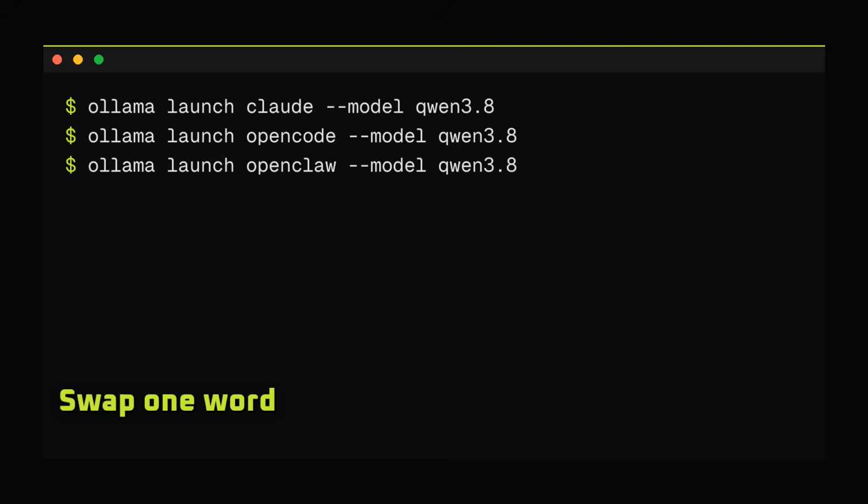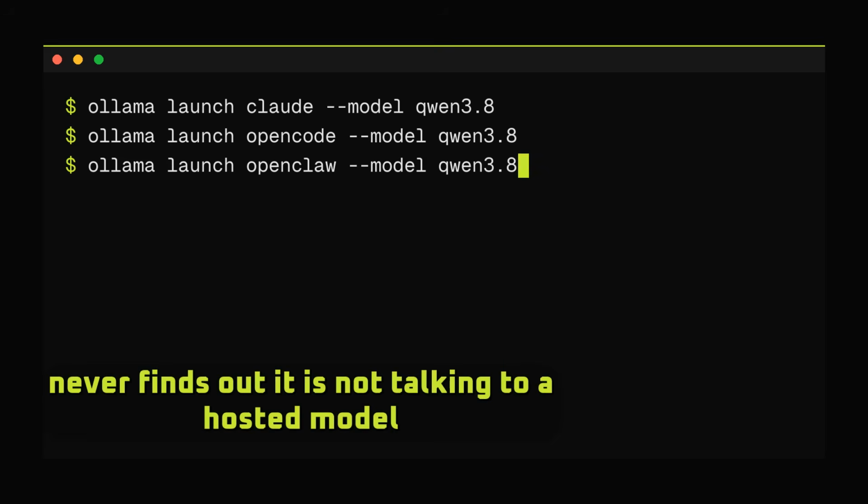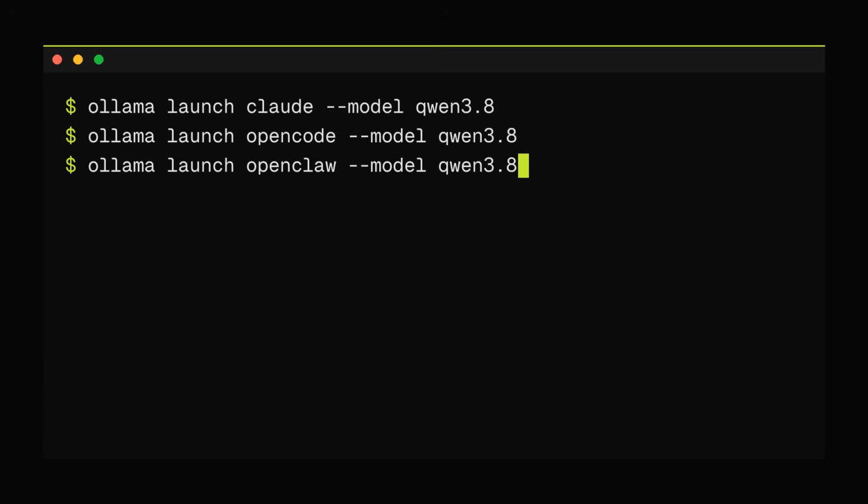Swap one word and you get the next one. The same launch command pointed at OpenCode. Same again for OpenClaw. The same launch command, one word different. The harness never finds out it is not talking to a hosted model.